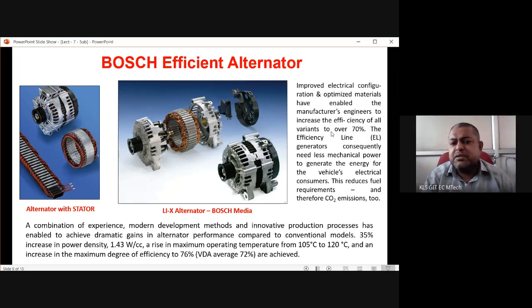It consequently needs less mechanical power to generate the energy for the vehicle's electrical consumers. So this reduces the fuel requirements and therefore CO2 emission too. So increasing the efficiency is happening because of material. It is happening due to the electrical design. It is happening because the fuel requirement is reduced, and more output will be produced and carbon emission will be reduced. So all these are positive points of efficient line or EL generators.